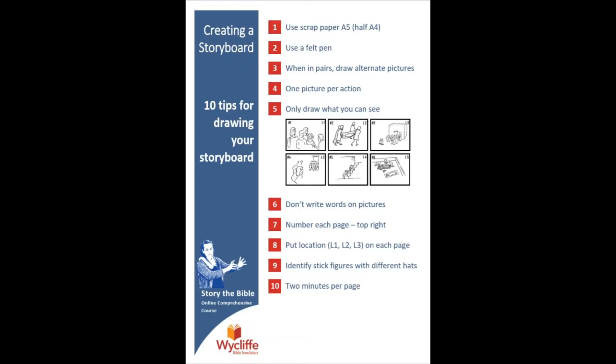In your resources file, you will find a sheet with 10 tips for drawing your storyboard. The first one is use scrap paper. You'll throw away the storyboard most probably after you've used it, so don't use good paper. If your scrap paper is A4 in size, cut it in half, then draw your storyboard landscape, not portrait, and use a felt pen. Then you can see the illustration even if you're standing 3 meters away. Look up your resources file and you'll find 10 tips for drawing your storyboard. Enjoy yourself. Storyboarding can be fun.